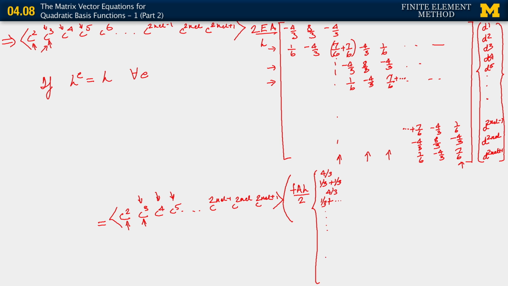This process continues until we come all the way down to the contributions from the last element. The first degree of freedom of the last element will give us a contribution of 1/3, but it will be added on to an existing contribution from element NEL minus 1. The second degree of freedom gives us 4/3, and the very last degree of freedom gives us 1/3. This vector then contains the contributions from the forcing function.